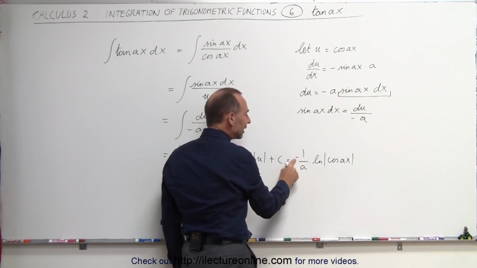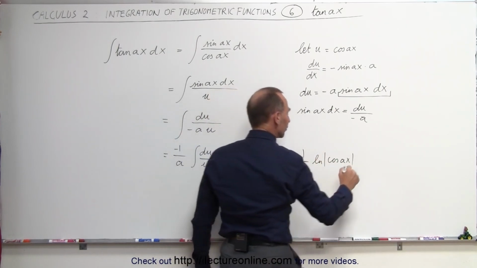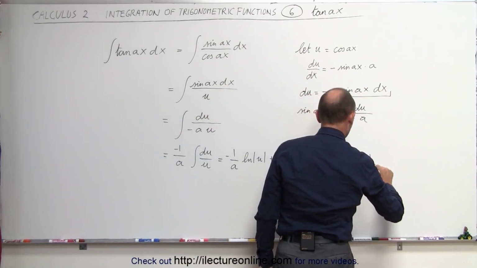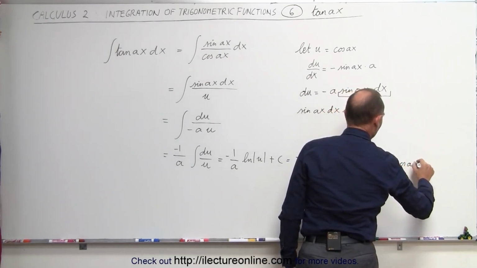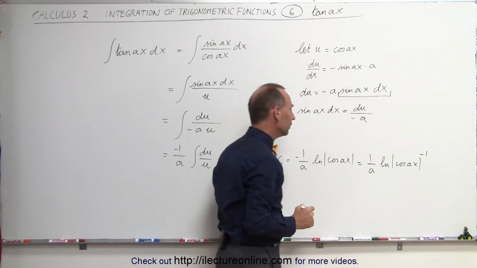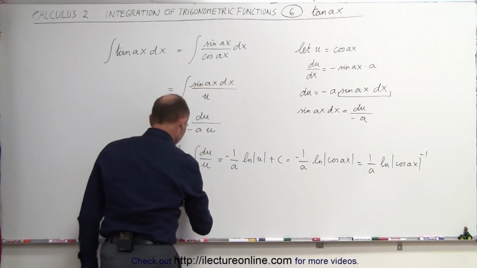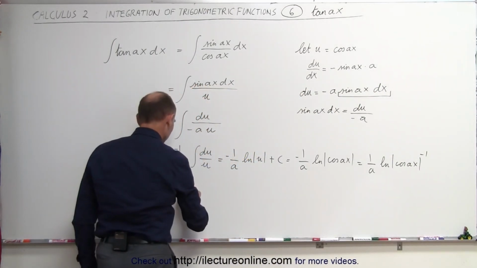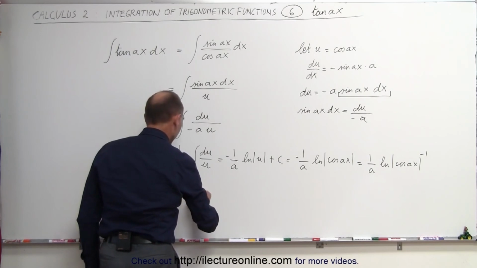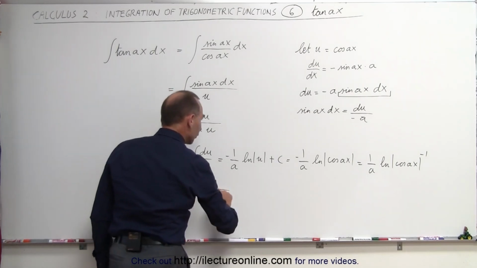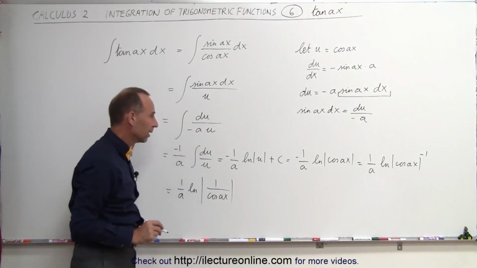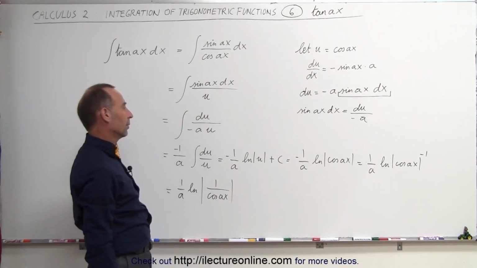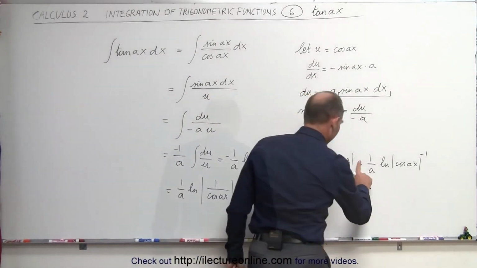We can also take the negative sign and move it up here. This can now be written as 1 over a times the natural log of the cosine of ax raised to the minus 1 power, which is equal to 1 over a times the natural log of 1 over the cosine of ax. Oh, I keep forgetting my plus c's, don't I? Yes.